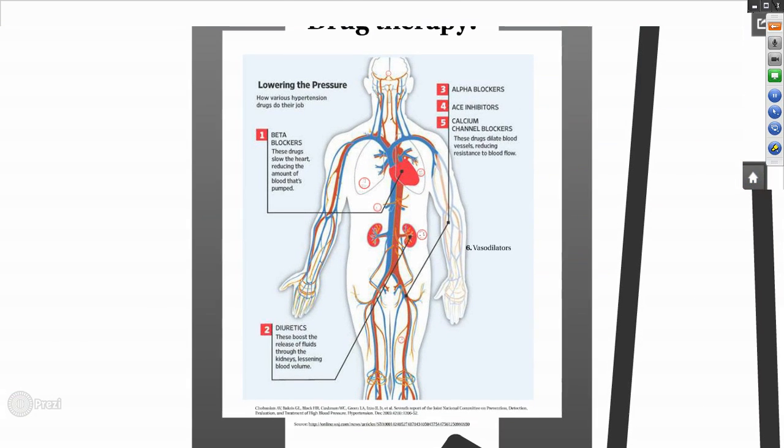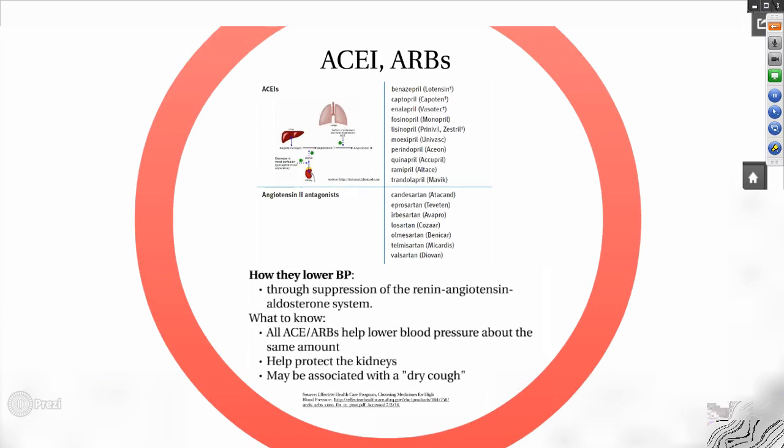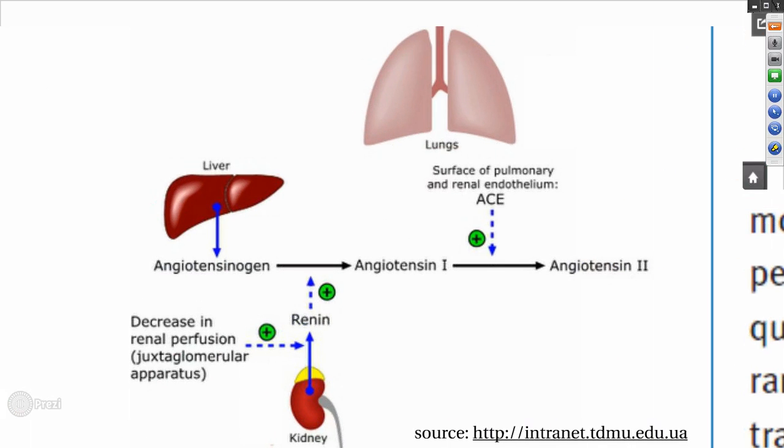So let's go into the lungs now. Let's talk about ACE inhibitors and angiotensin receptor blockers. These agents act through suppression of RAS. What's RAS? RAS is the renin-angiotensin-aldosterone system. To understand this pathway, you really just have to understand one thing. It looks really complicated, but it's really not.